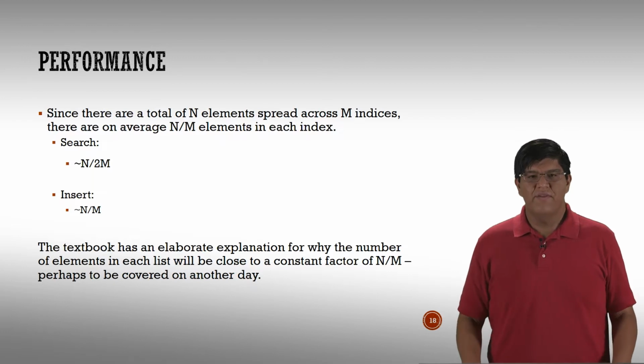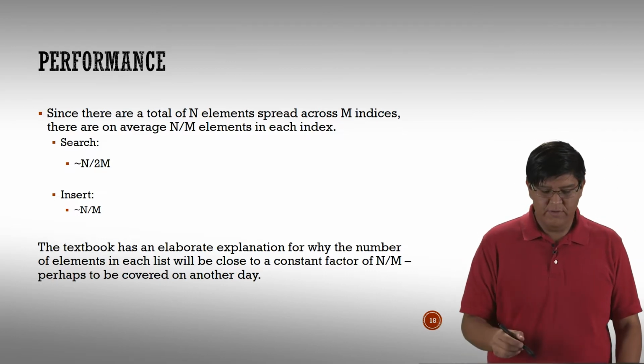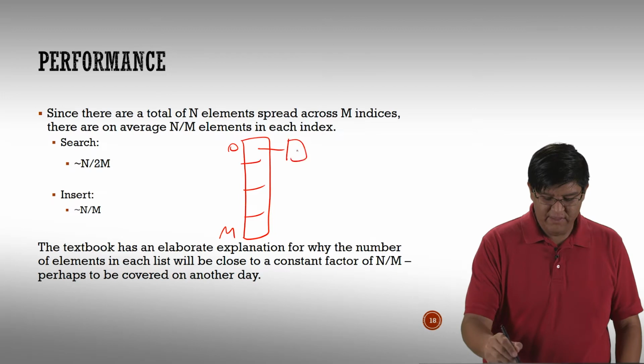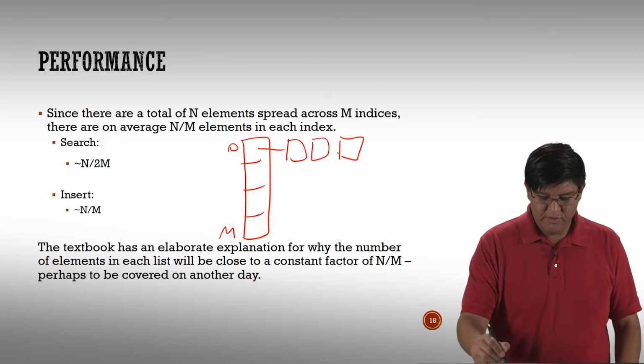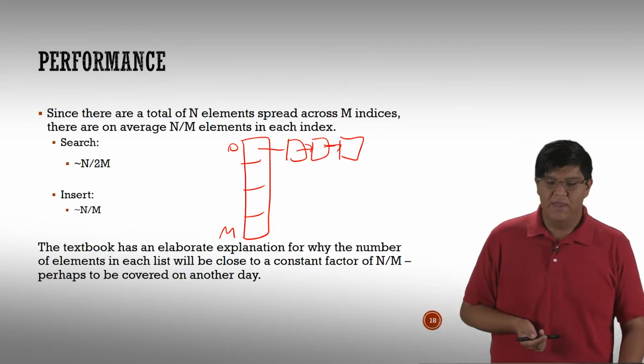Hey folks, in this video I want to talk a little bit about the performance of a chaining-based symbol table. Let's add a structure here so we know what we're talking about. We know there is an array inside, of length m, and inside that, all these different linked lists. Situations we might want to analyze are adding an element or searching for an element. How much time will that take?